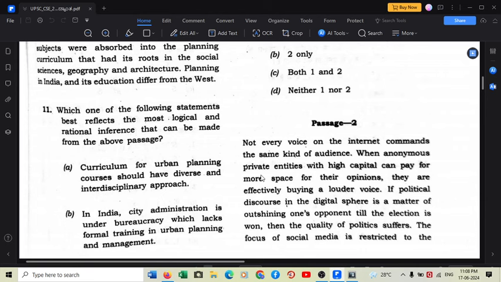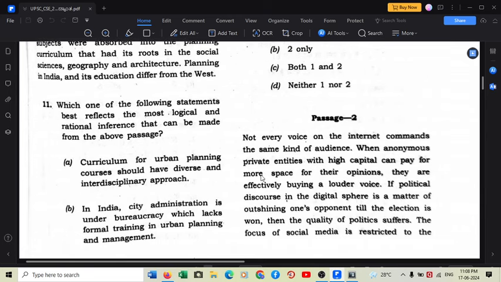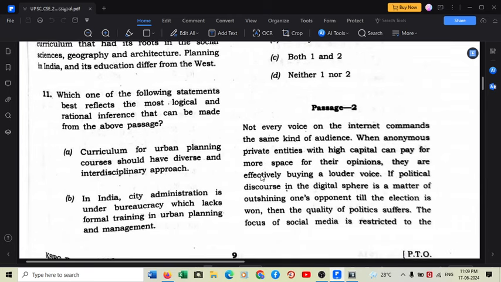Okay, so when anonymous private entities with high capital can pay for more space for their opinions, they are effectively buying a louder voice. Definitely, with more money pumped into marketing, those kinds of people, investors or businesses, will have a louder voice, meaning they will have more space on the internet for marketing their products. If political discourse in the digital sphere is a matter of outshining one's opponent till the election is won, then the quality of politics suffers.